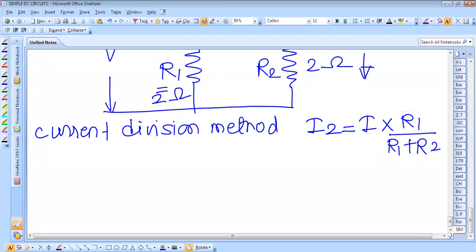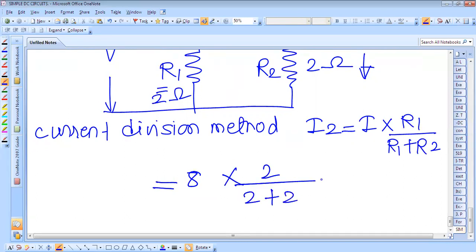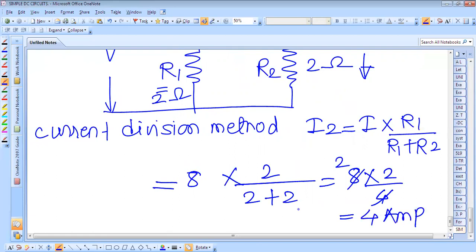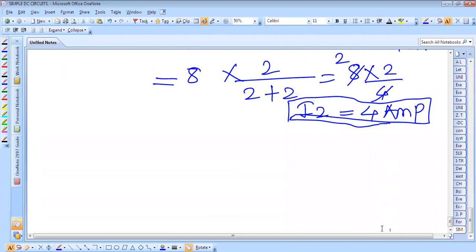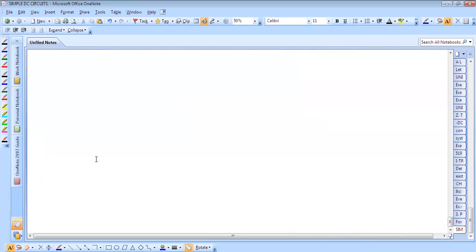And now the total current is 8 ampere into R1, which is 2, divided by 2 plus 2, because this R1 is also 2 and R2 is also 2. So this is 8 into 2 by 4, which is 4 ampere. So in this way we can find the current flowing through the resistor R2 by the current division method.